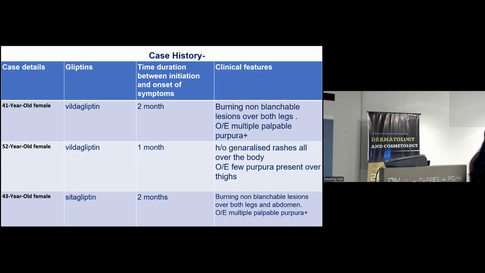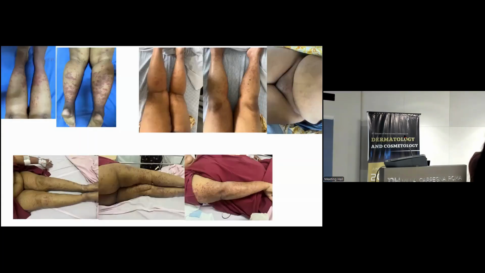I also got a set of patients who had a vasculitis-like picture. Here, a 41-year-old female who was on vildagliptin for 2 months, a 52-year-old male on vildagliptin for 1 month, and a 43-year-old female on sitagliptin for 2 months. All of them developed purpuric lesions, and there was no other newly initiated drug other than this. We can see purpuric lesions over the anterior and posterior aspect of the legs. Some crossed the abdomen.